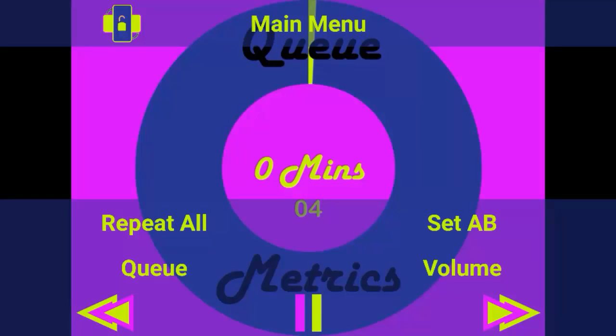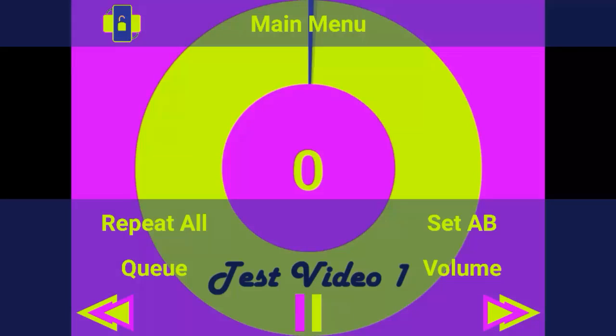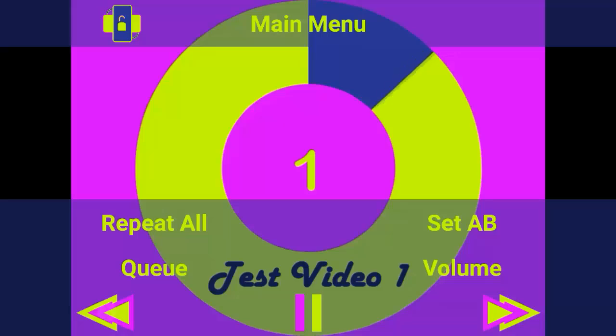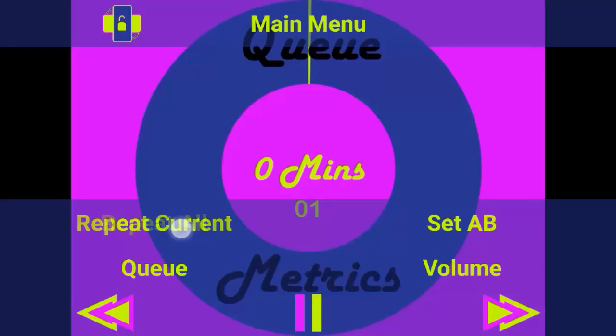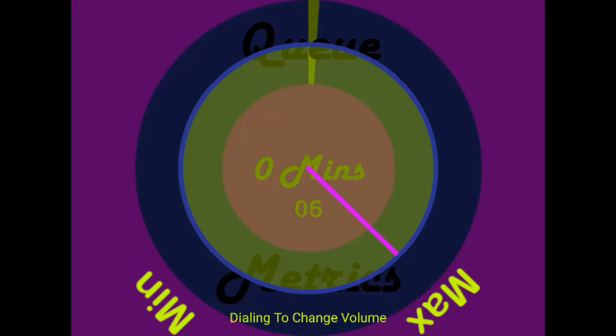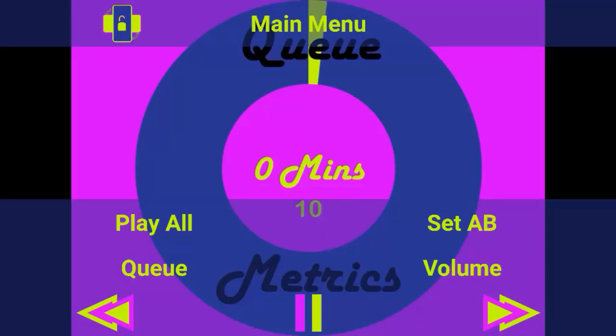Click there, bring up the menu. You're probably familiar with this. You've got the usual bog standard stuff. You've got video forward, video back. You've got your pause, you've got your resume, all the usual stuff. Then you've got your play mode: repeat all, repeat current, and play all. You've also got a nifty little volume dial here, so you can control your volume, which is actually easier to use than the hardware buttons, which is quite cool.